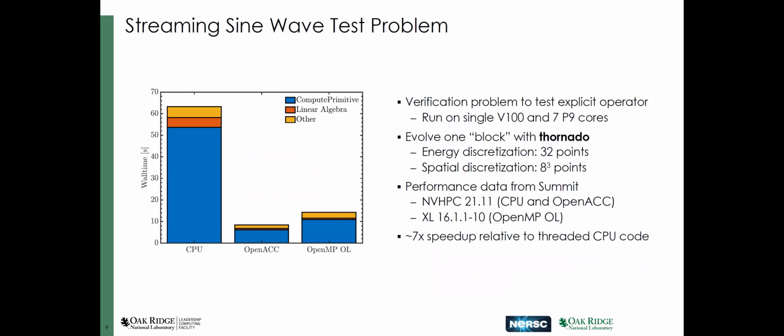This is a benchmark that we did that tests the explicit operator, where this one is a mix of a lot of tightly nested loops and linear algebra libraries for matrix multiplication. We set this problem up to basically evolve what one AMR block would look like coming into Thornado, so the phase-space discretization is the same. We ran this on Summit using the NVIDIA compiler and also the IBM compiler for OpenMP offloading, and could compare the results. Both of the compiler directive approaches had great speedup over the threaded CPU code.